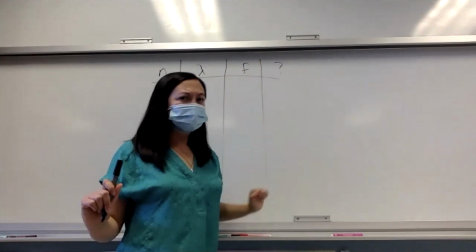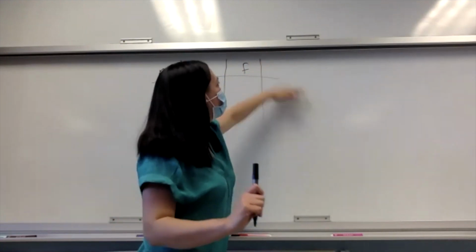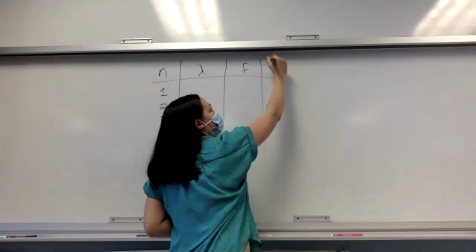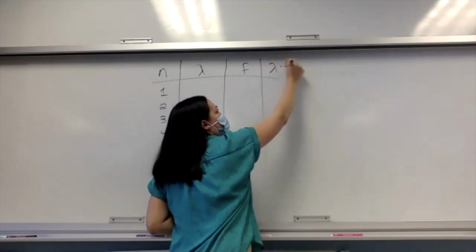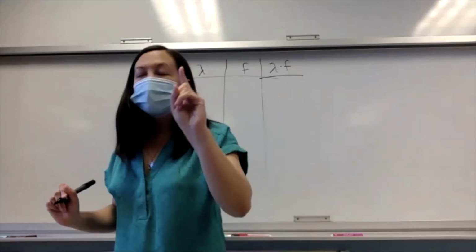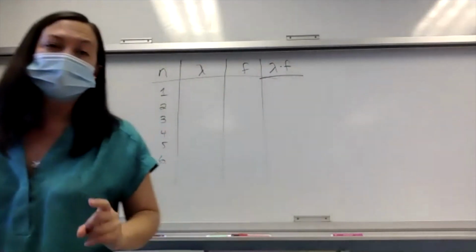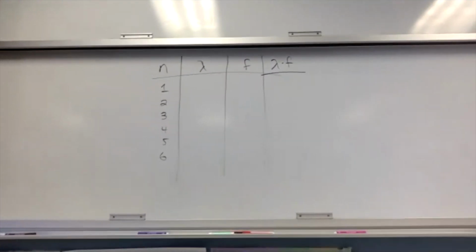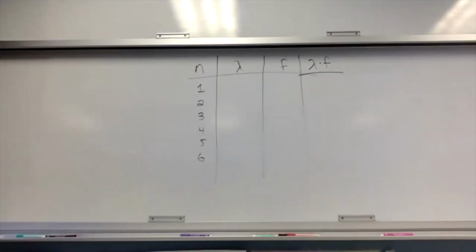The last column, I don't really know what it is, but I know that in order to find it, I took the wavelength times frequency as a product. So what is one pattern that your group saw when you looked at all of these variables put together?